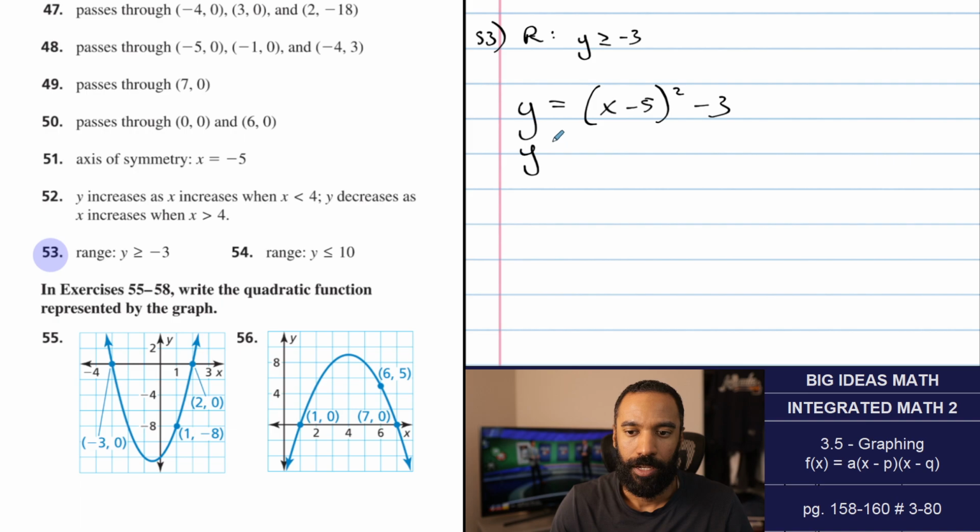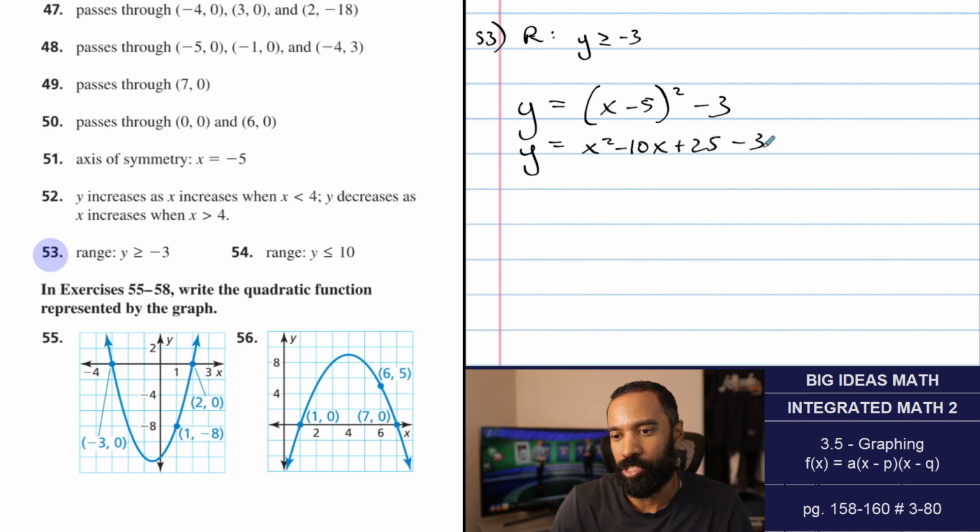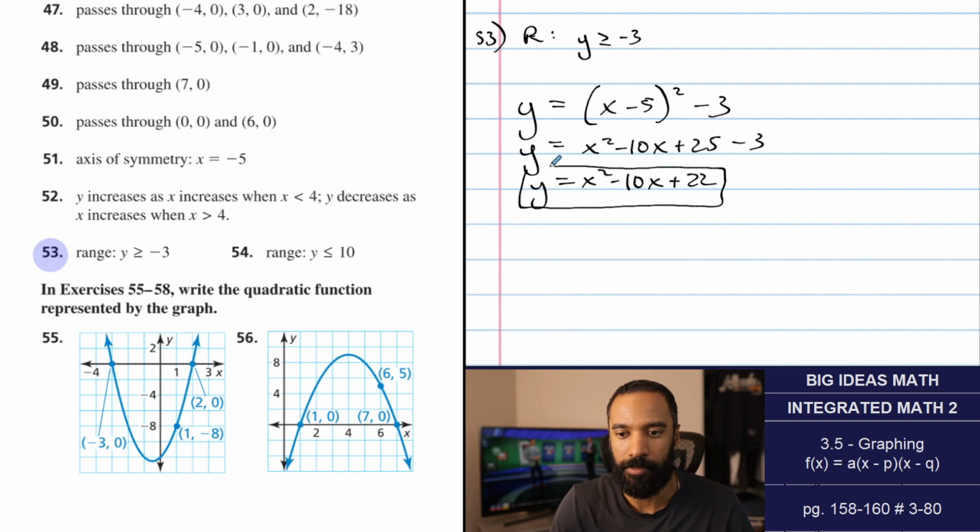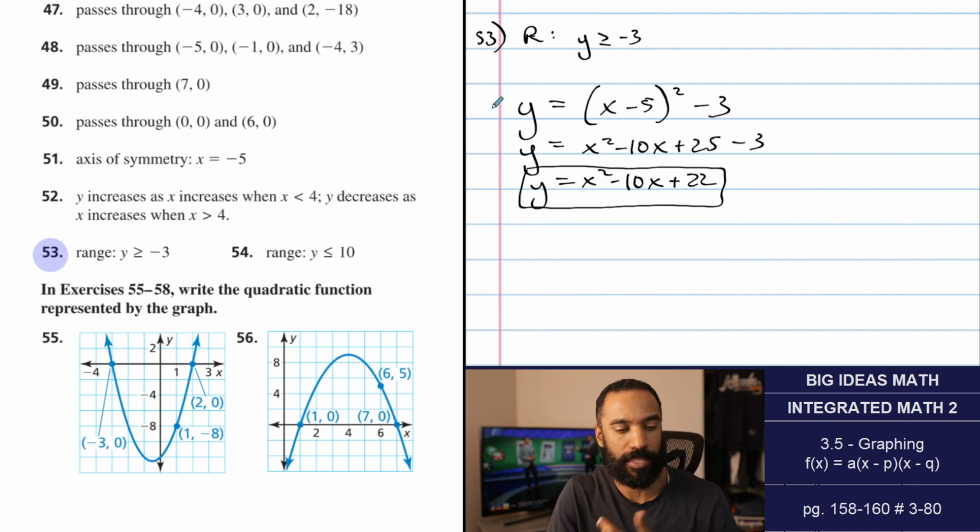So let's expand that. x squared minus 10x plus 25 minus 3, and that's x squared minus 10x plus 22. I love this open-endedness of these problems and realizing what they mean when they have you do it. It's very conversational, and you have to make sense of what your forms are to make them happen.